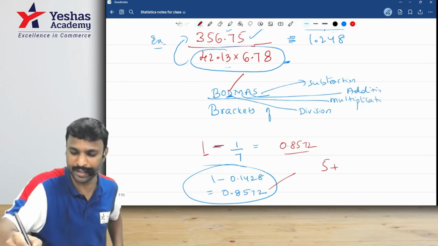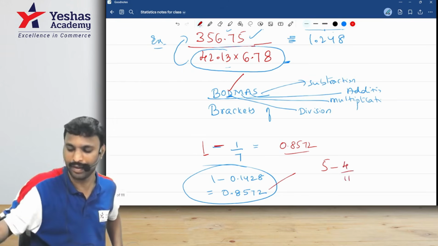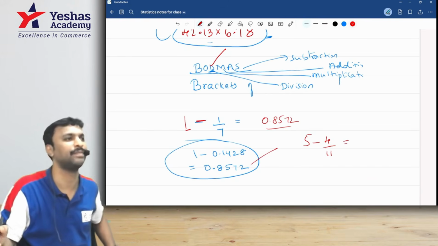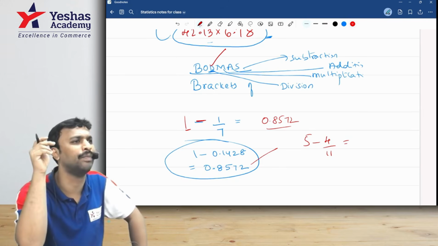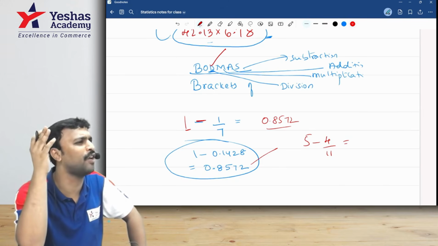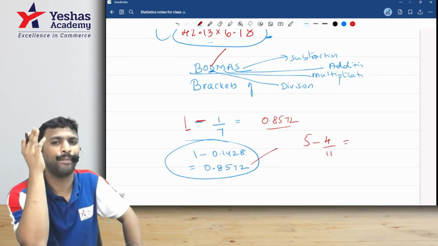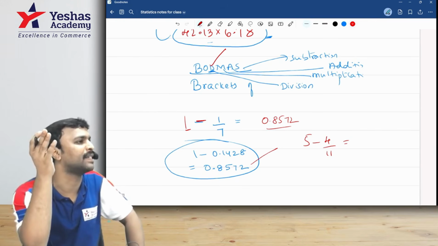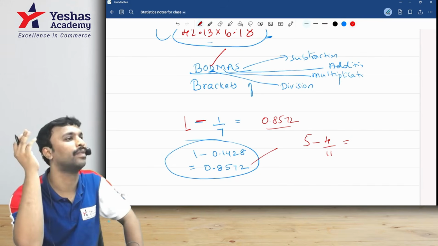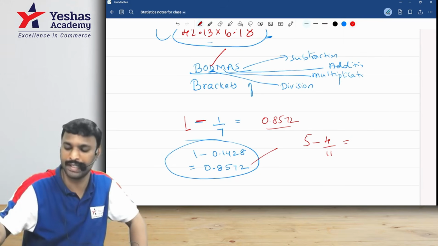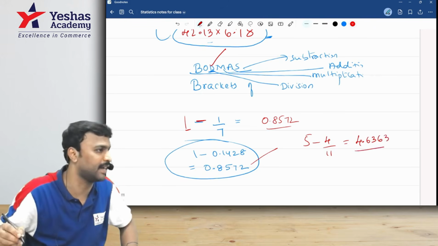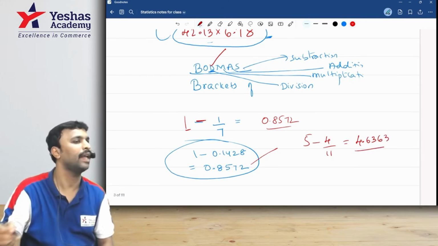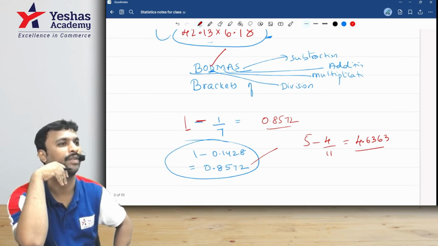Can you do this now? 5 plus 5 minus 4 by 11. How do you solve this? I want you to do this first. What do you solve first? 4 by 11. Then what you will do? I want everyone to say what you will do after 4 by 11. Plus or minus, why? To make it negative. Then what you will do? Plus. What is the result of this? 5.63, 63 recurring it is, right? 63 bar. Everybody understood. Say yes or no.